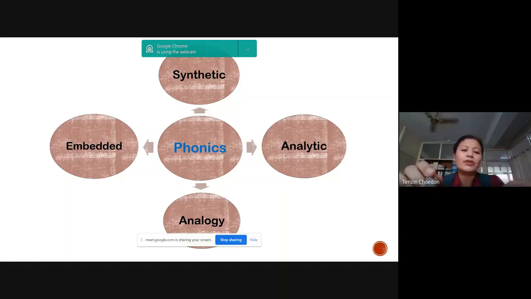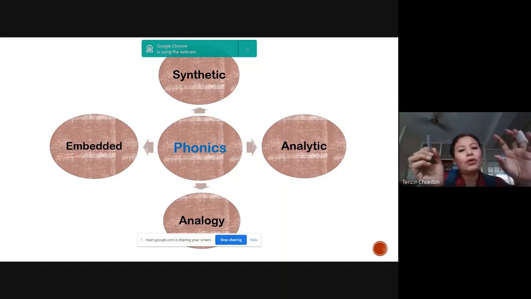So the relation is that synthetic phonics is more direct and structured but least contextualized, because it is taught in isolation. The phonemes are taught in isolation. But here in embedded, okay, it's least structured but more contextualized. It's taught in context, but it's not structured.